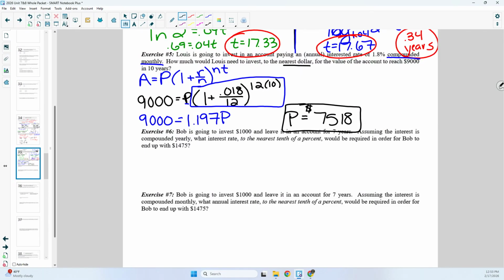So the next one says, Bob is going to invest 1,000 and leave it in the account for 7 years. Assuming the interest is compounded yearly, what interest rate to the nearest 0.1% would be required in order for Bob to end up with 1475? So first, I'm going to show you this one. This is compounded yearly. So compounded yearly is a time period, so I can use this formula.